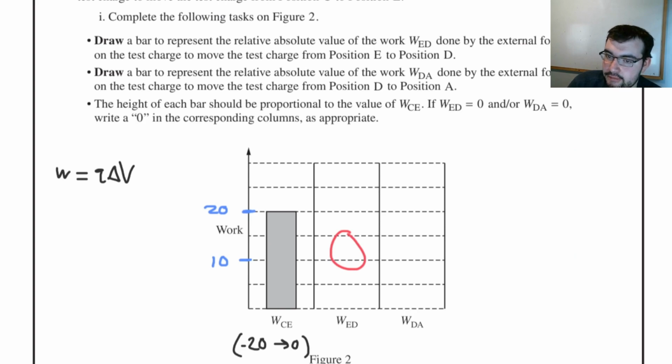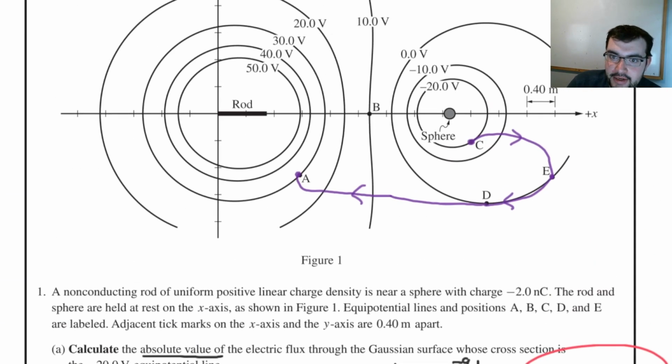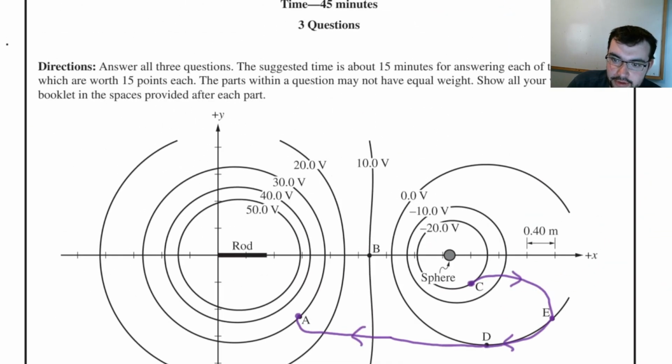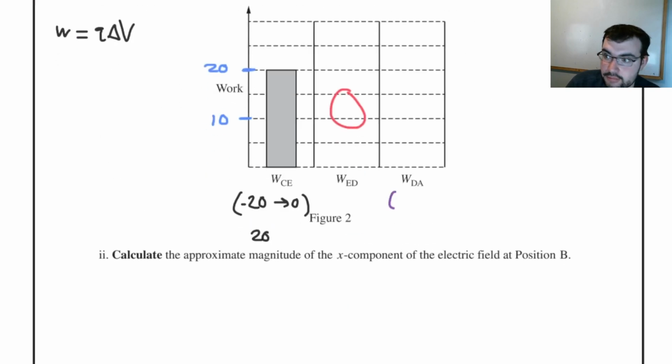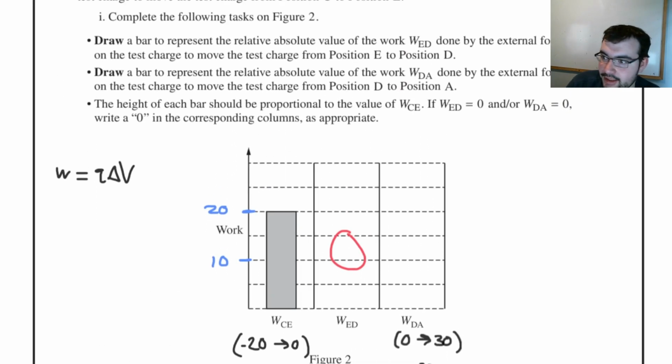Then D to A. Well, D to A, that definitely does change. I'm at 0 volts and I go to 10, 20, 30. So I go from 0 volts to 30 volts, which means my change is 30. So notice that's higher. So I got to go up to 30 here. And then the bar chart is just going to go like that. So there's 10, there's 20, and there's 30. Lovely.